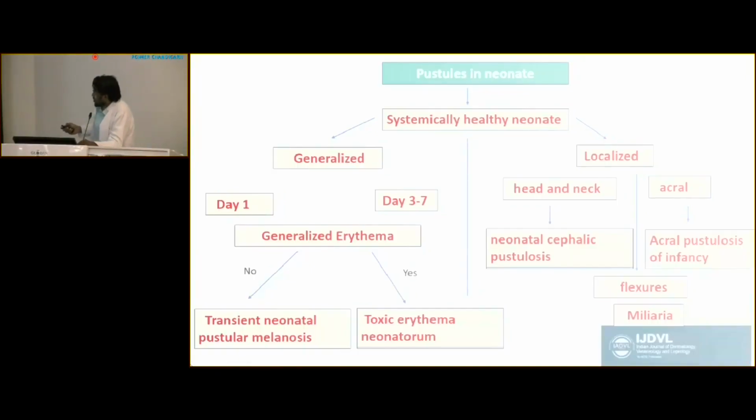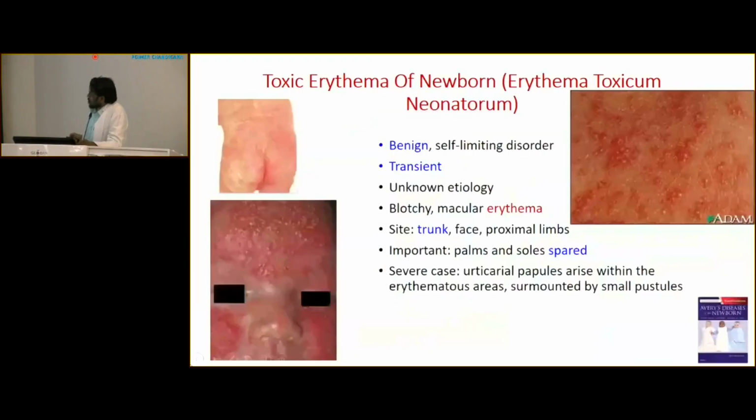First of all, toxic erythema of newborn is a benign transient condition. Etiology is unknown. Blotchy macular erythema. You notice this diffuse erythema between the lesions. If someone sees the child for the first time, they will be afraid about what has happened to this baby. It is present over the trunk, face and proximal limbs, and most importantly, the palms and soles are spared. In severe cases, there can be severe irritability in the baby.